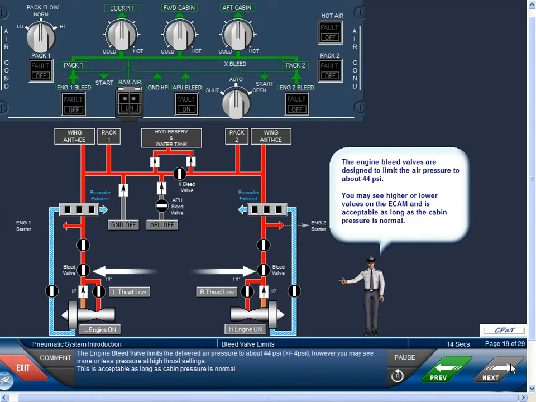The engine bleed valve limits the delivered air pressure to about 44 psi plus or minus 4 psi. However, you may see more or less pressure at high thrust settings. This is acceptable as long as cabin pressure is normal.